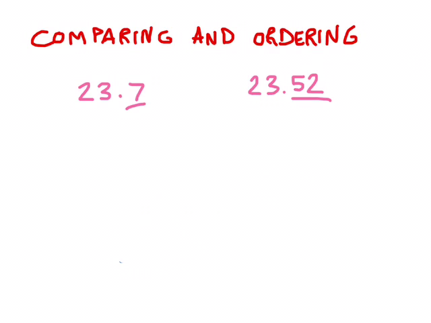So returning to our two original numbers, it doesn't matter at all that 52 is a longer decimal value. The only thing that matters is what's in the highest decimal place. In this case, it's 7 compared to 5. And that actually ends up being really easy. 7 is bigger than 5. 7/10 is greater than 5/10, so 23 and 7/10 is greater than 23 and 52/100.